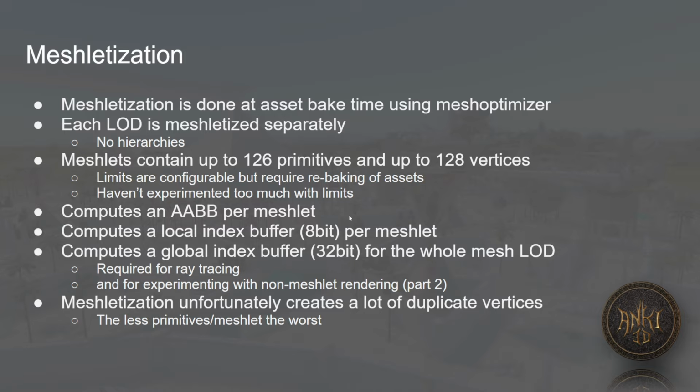Meshlets contain up to 126 primitives and up to 128 vertices. These limits are configurable, but they require a rebaking of the assets. I haven't experimented to find the optimal meshlet size for all architectures yet, but this works fine for some of the scenes I've tested. Meshletization produces an AABB per meshlet, an 8-bit local index buffer per meshlet, and also the vertex buffers, again unique for the meshlet.